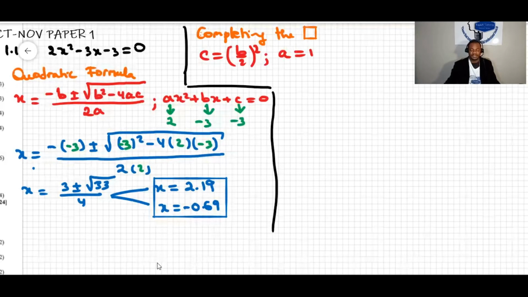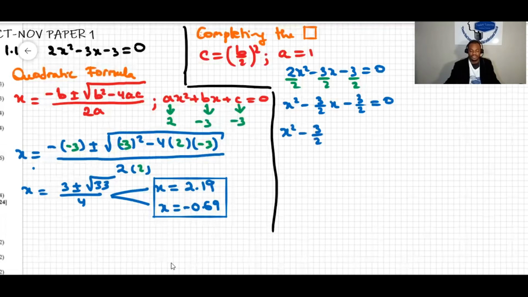Okay? But now, if A is not 1, like in this case, we have 2x squared minus 3x minus 3 equal to 0, what we do is divide each term by 2, because we want to have A equal to 1, the coefficient of x squared. Now this will make x squared minus 3 over 2 x minus 3 over 2 equal to 0. Next, we are going to get rid of the actual C value, which is 3 over 2. I have to move it over.